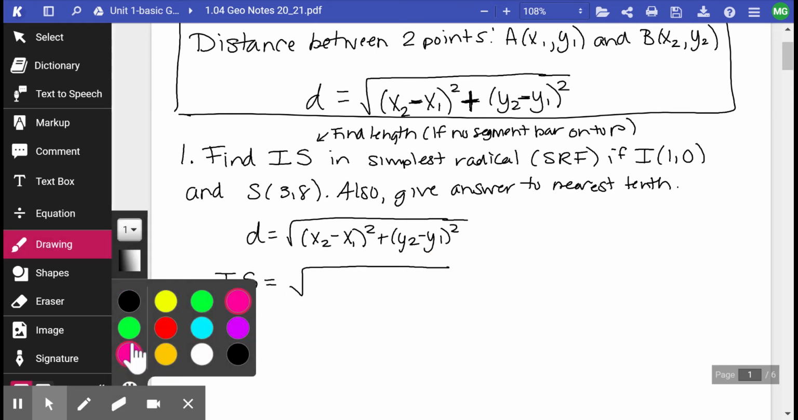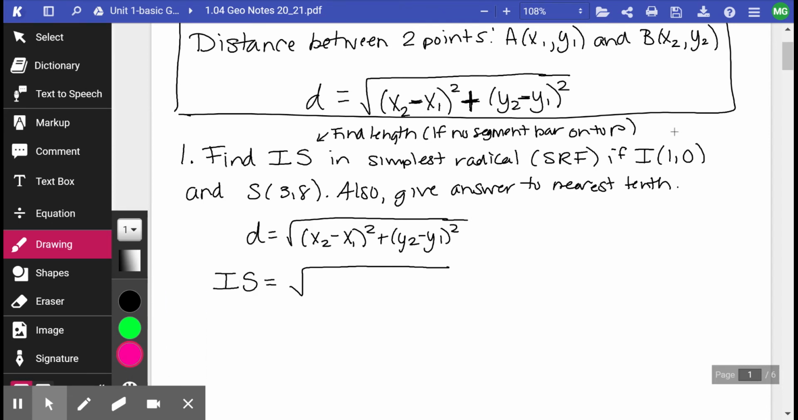To do that, I'm going to call I my x sub 1, y sub 1, and then I'm going to call S my x sub 2, y sub 2, because we said the distance formula is the distance between 2 points, x1, y1, x2, y2. Now I'm just substituting into my formula. So x sub 2 is 3, minus x sub 1 is 1, close it, square it. Y sub 2 is 8, minus y sub 1 is 0, squared. Now it's just order of operations and simplifying.